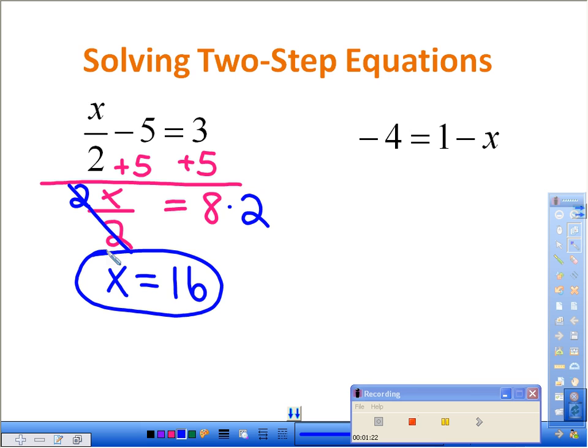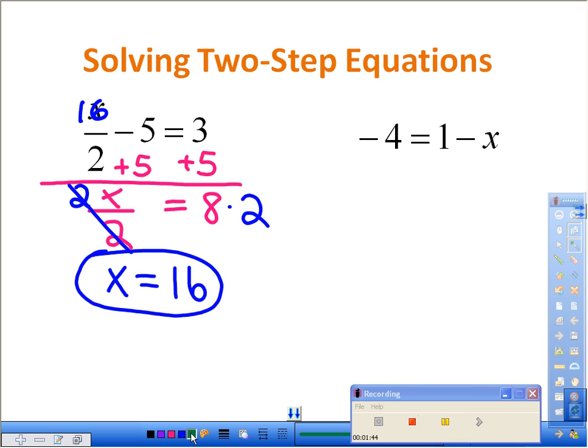Now it's always a good idea to go back and check your work. If we plug 16 into the original equation, where x was, let's see if it's true. 16 divided by 2 is 8. 8 minus 5 gives us 3. So we know that 16 is the correct solution.